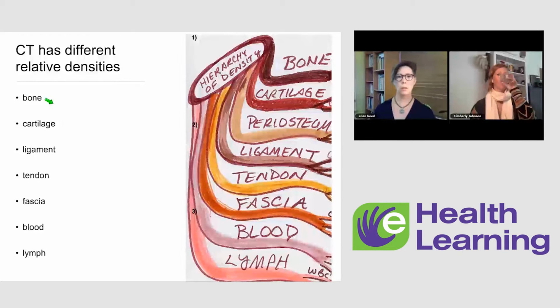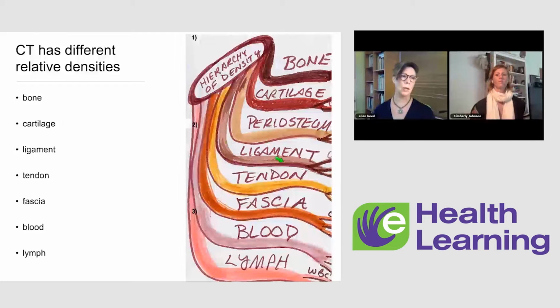The point of this particular concept is that each of these tissues has a different density. Bone is obviously the most dense classical connective tissue. Bone is made of minerals. It's got some collagen in it. It has some water in it. But the mineral component gives bone its incredible density.